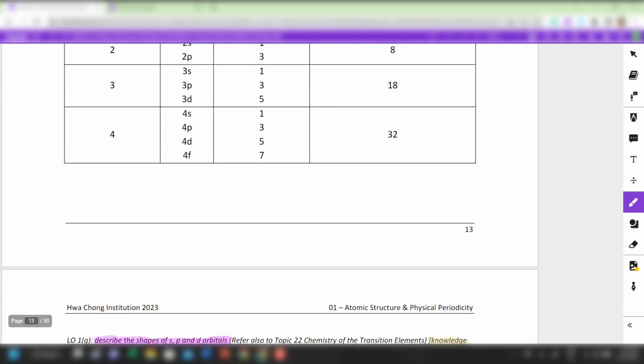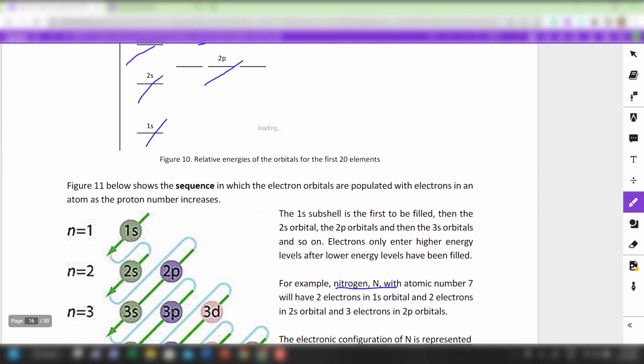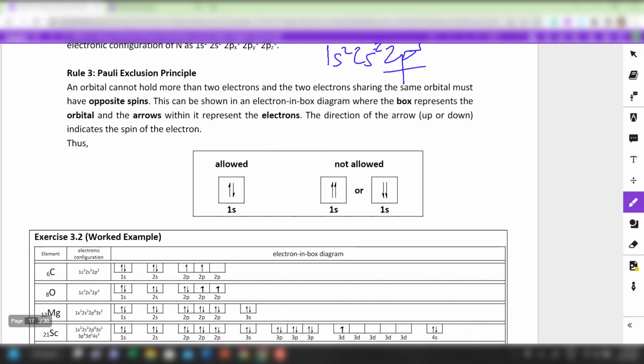So you notice that for the Pauli exclusion principle, at the H2 level, they basically just tell you that the orbital cannot hold more than 2 electrons, and they must have opposite spin. This is the Pauli exclusion principle as explained at the H2 level. If you move on to the university level, they will tell you that no electrons can have the same 4 quantum numbers. Then you might be thinking, what is the meaning of that?